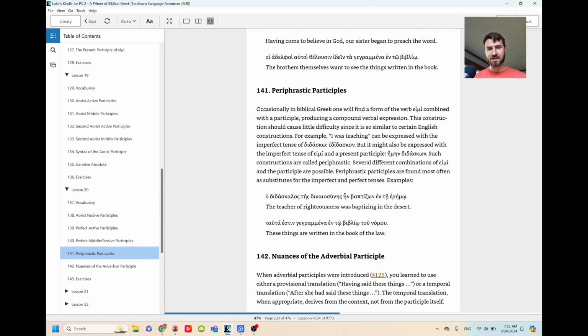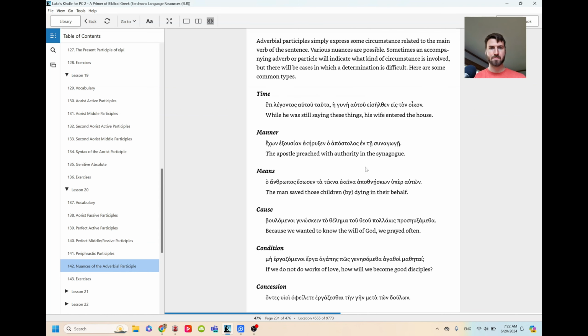Okay, and then the last one here is Croy's calling nuances of the adverbial participle. And so he gives these different categories: time, manner, means, cause, condition, concession. And I think it's important to emphasize here that it's not as if there is a time participle, there's not a manner participle or a means participle. Like, these aren't different kinds of participles. They are normal participles that are being used in a particular way.